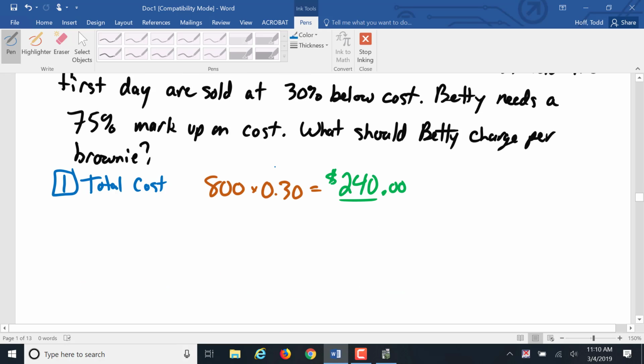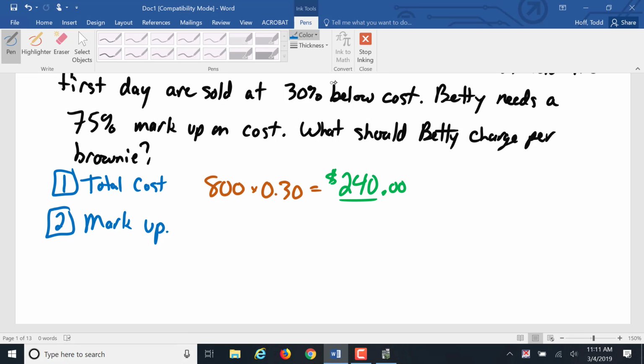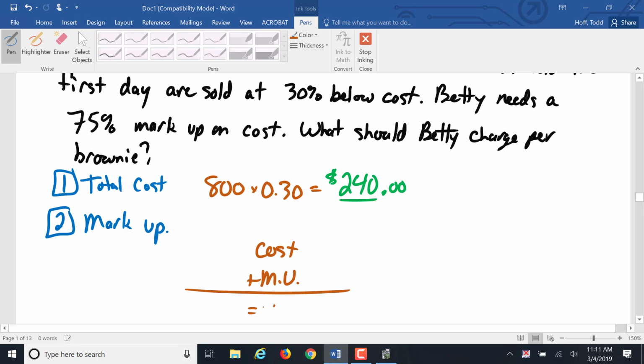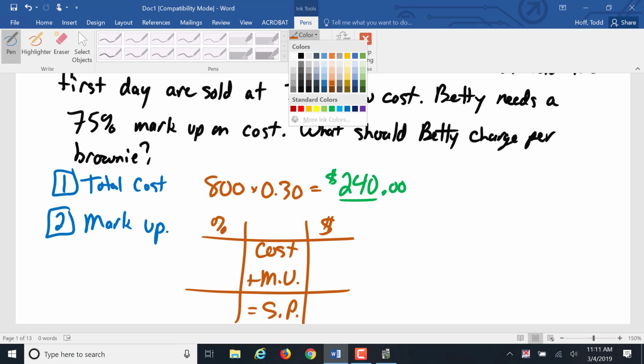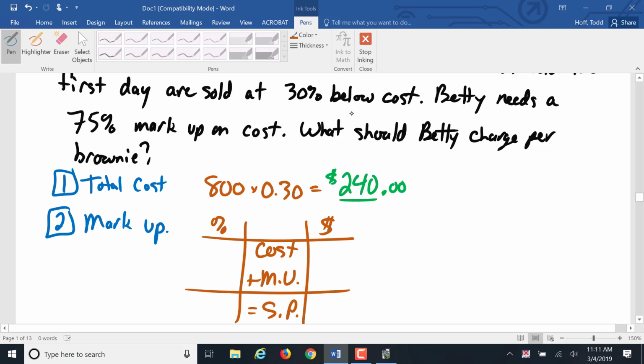Step two is to do the markup. So again, we've got cost plus markup equals the selling price. We have markup of 75% on cost, so 75% goes in the markup. On cost tells us 100% goes for the cost. So 100 plus 75 would be 175% for the selling price.